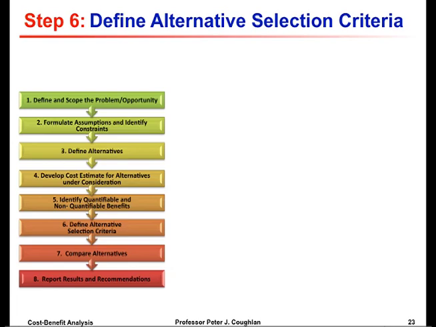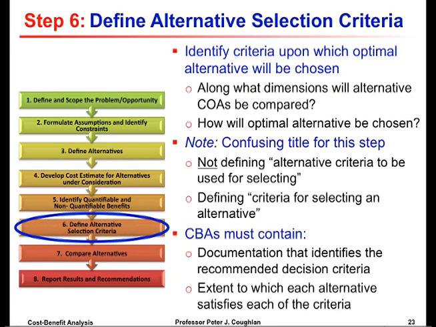So step 6 of the cost-benefit analysis approach is to define the alternative selection criteria. Basically, this is saying, how are we going to make our decision? How are we going to rank these things? What is the criteria? What are the dimensions on which you're going to compare them? Right? How are we going to choose the alternative?